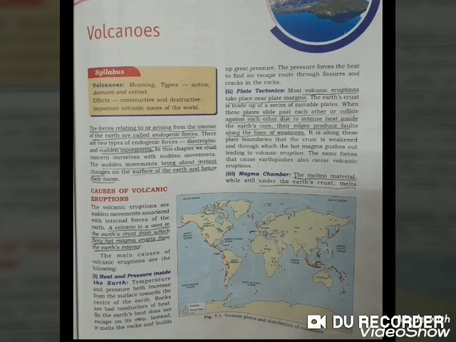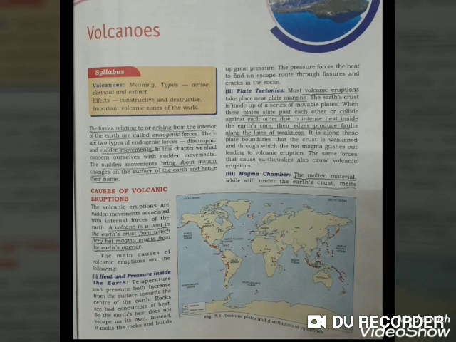Rocks are bad conductors of heat. So the earth's heat does not escape on its own. Instead, it melts the rocks and builds up great pressure. The pressure forces the heat to find an escape through fissures and cracks in the rock. So as temperature and pressure increase as one moves towards the center, all these rocks turn into a molten state, and due to great pressure, they are forced to come up on the surface of the earth through fissures and cracks. So this is the first point which you have to remember.